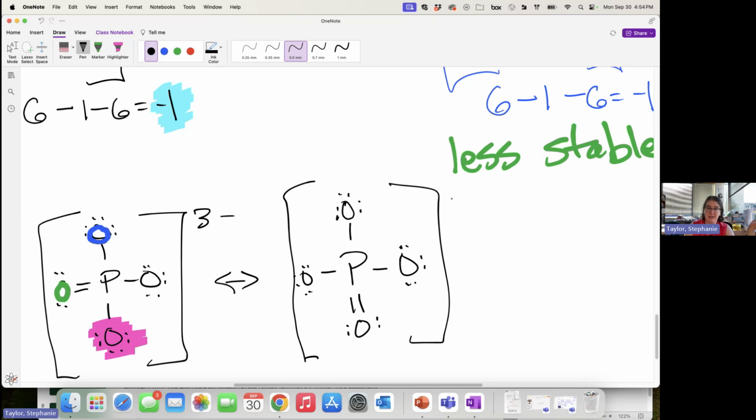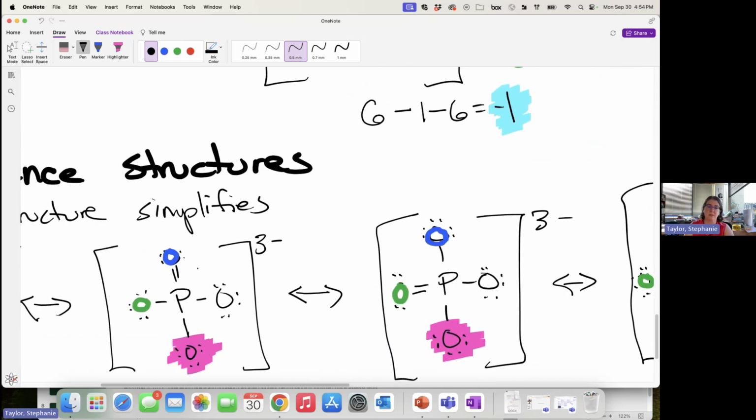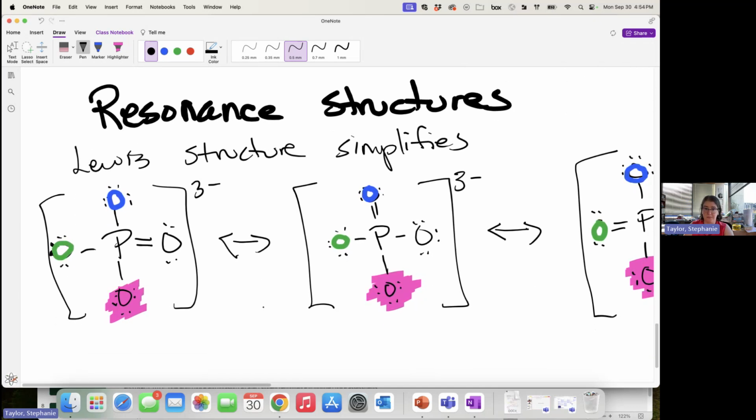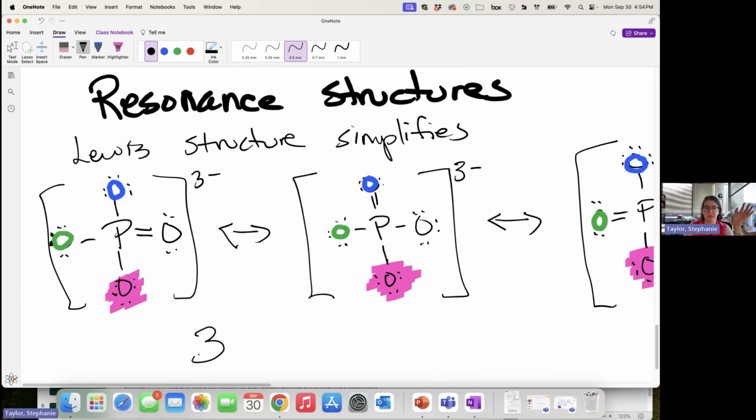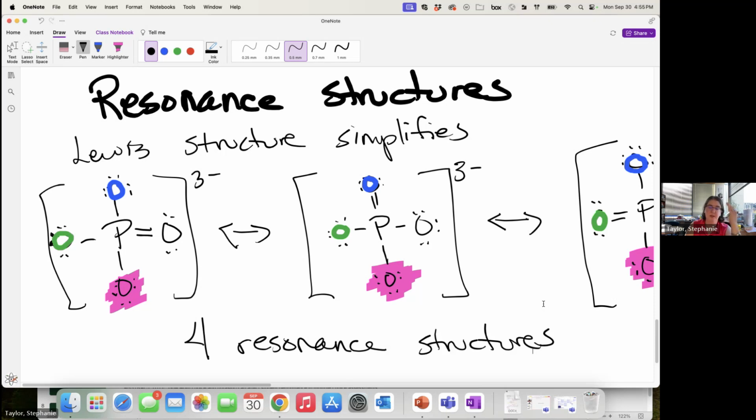So while yes, it has taken me a little bit of time to draw all of the resonance structures, that's what you get to do, is draw all the resonance structures if that's what is called for or asked. Also, what I do want to show you is I've got the double bond to the bottom oxygen, to the left oxygen, to the top oxygen, to the right oxygen. So I would also say that this has four resonance structures. The double bond to each individual oxygen.